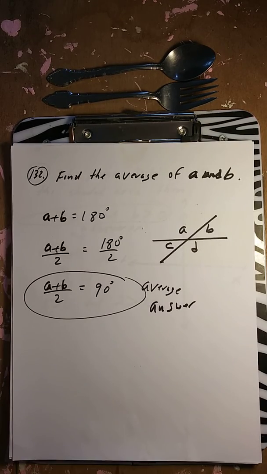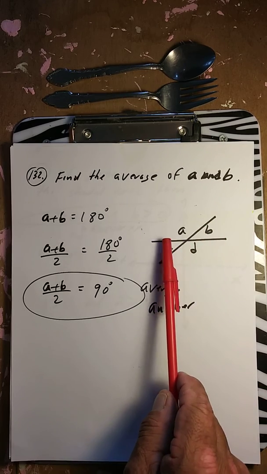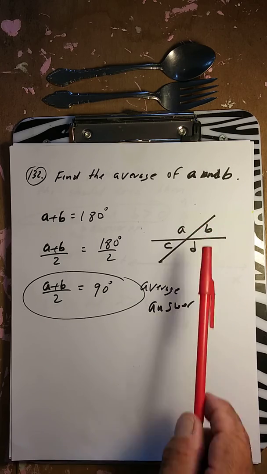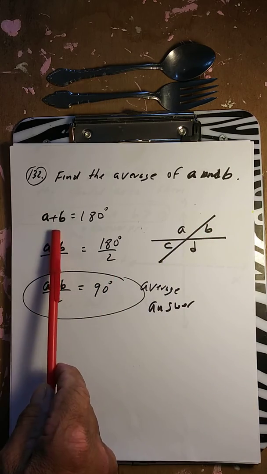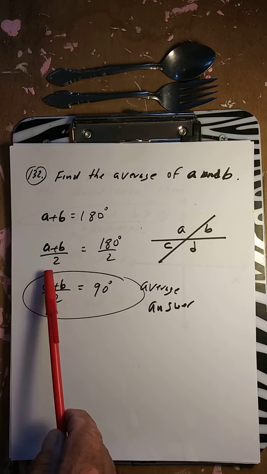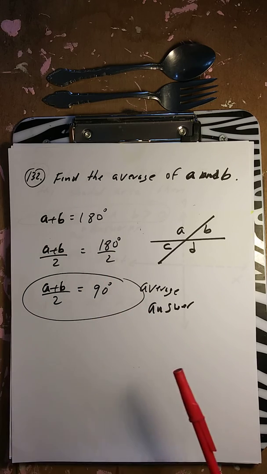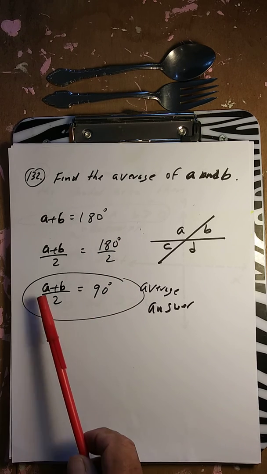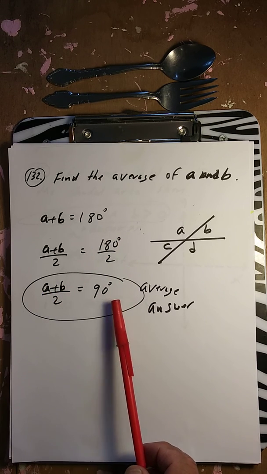Find the average of A and B. Okay, A and B. There's two lines right there. A and B. This is 180 degrees always. So we know that A plus B is 180, but the average means get the two numbers, divide by 2. So A plus B over 2, this divided by 2 is going to be 90. So A plus B over 2, the average is going to be what? 90 degrees.